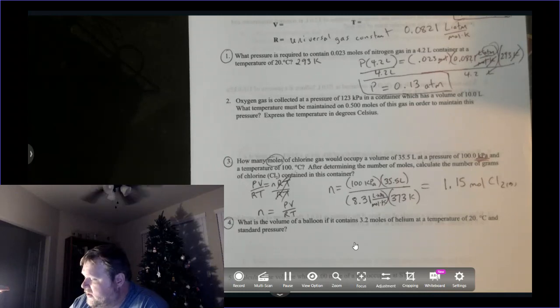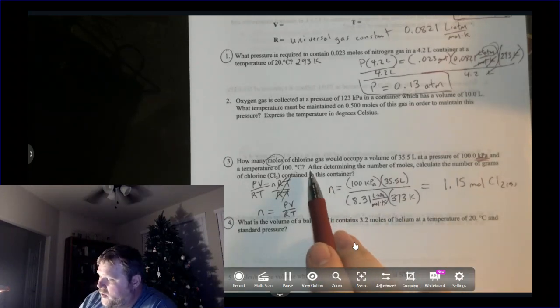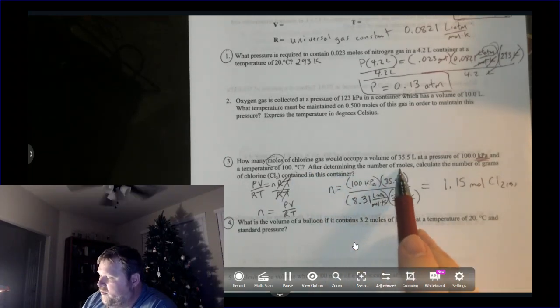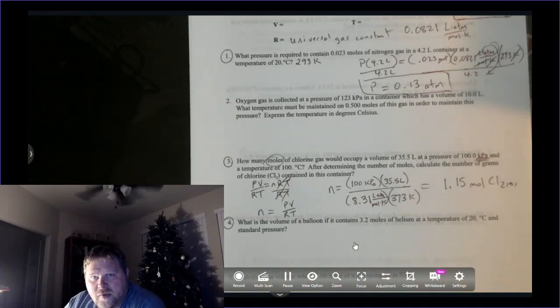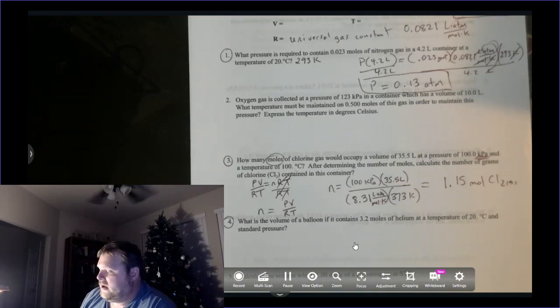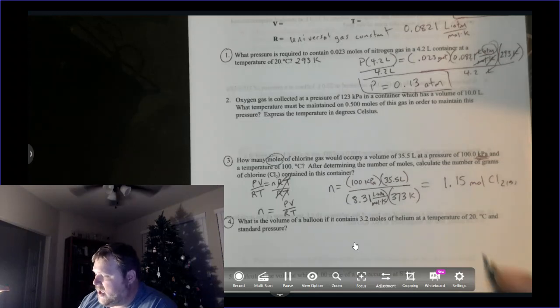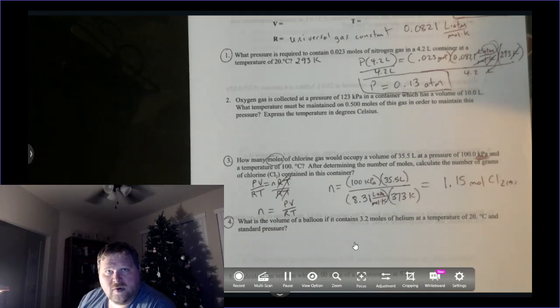Now this problem did give us a little part B here. I quit reading earlier. It says after determining the number of moles, calculate the number of grams of chlorine. And this is something we frequently have to do with the ideal gas law. It can really only give you moles unless we rearrange it, and we don't really want to do that. So we're going to remember something pretty basic. We're just going to do a regular old mole to mass conversion.